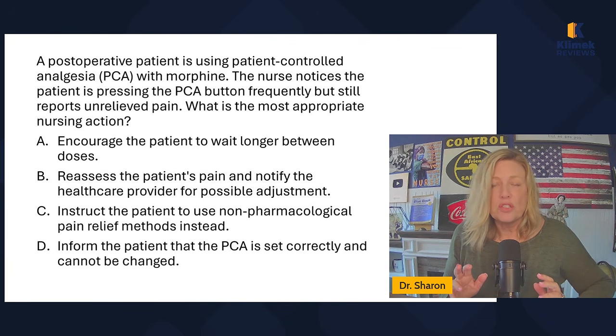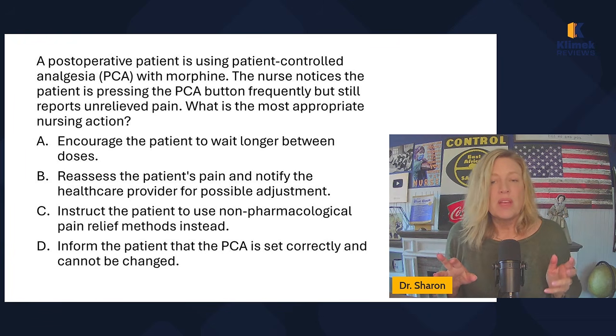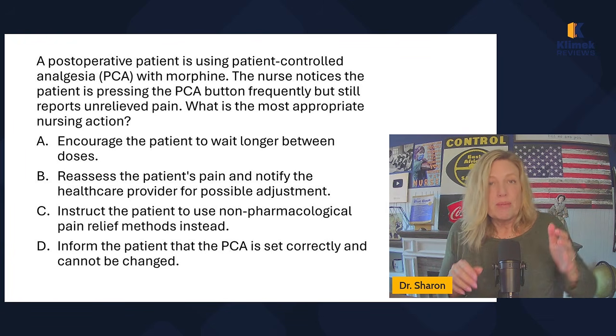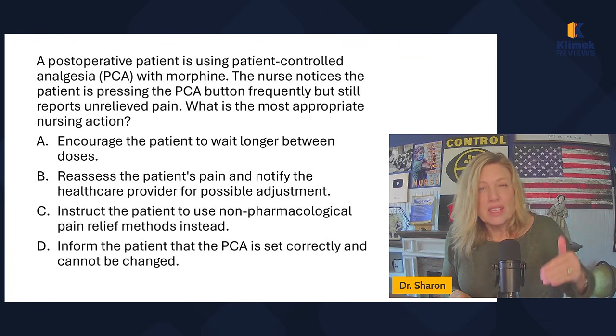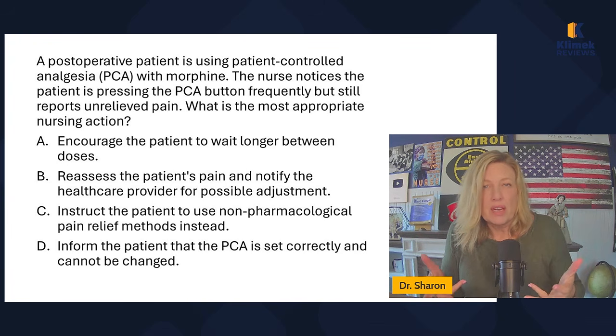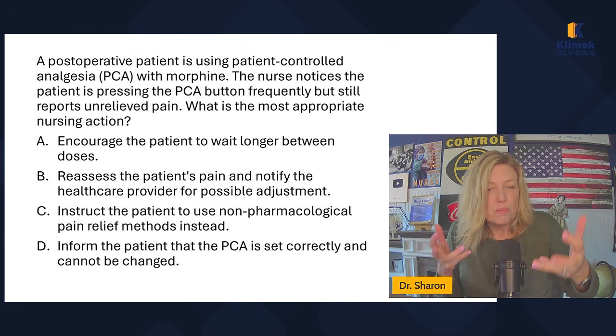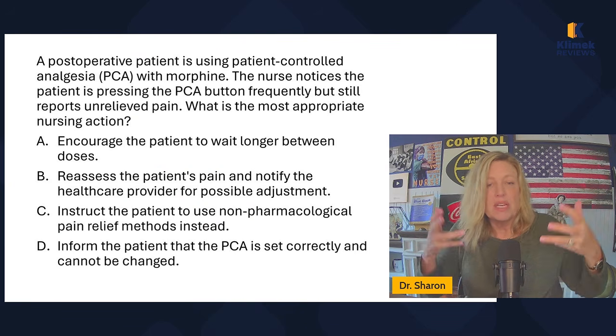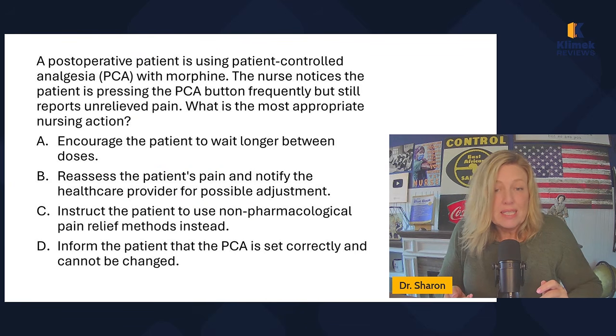Now, when I get it down to two, which is usually the way it is with a best question or a most appropriate question or your highest priority question, I have to say I'm going to do one, but I'm not going to do the other. And then I say which one makes more sense, which is safest, which is most consistent with what I know to be true about nursing practice. So I'm going to do B, but not do C, or C, but not do B. So I'm going to reassess the patient's pain and notify the healthcare provider, but I'm not going to instruct them to use non-pharmacological pain relief methods instead.